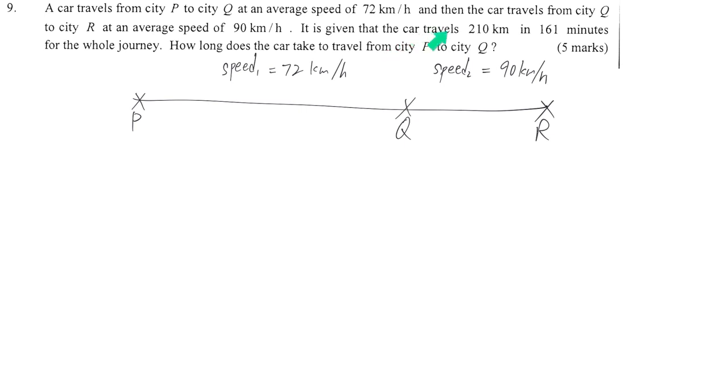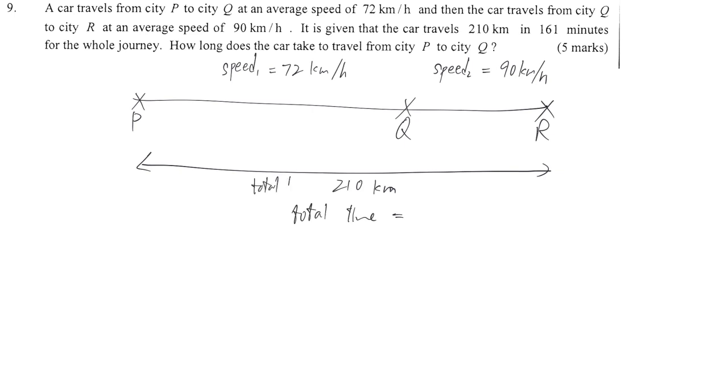What is given in the next sentence is the whole journey: the total distance is 210 km. The total time is equal to 161 minutes. Beware, there is something: the unit here we use hour, however the unit here we use minutes, so it's not very standardized.